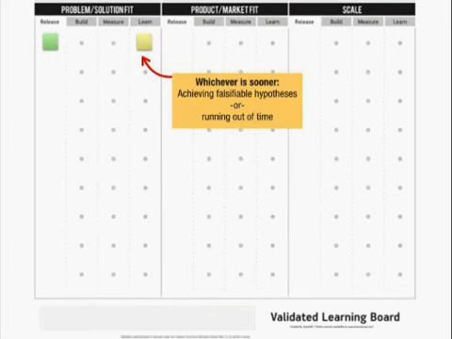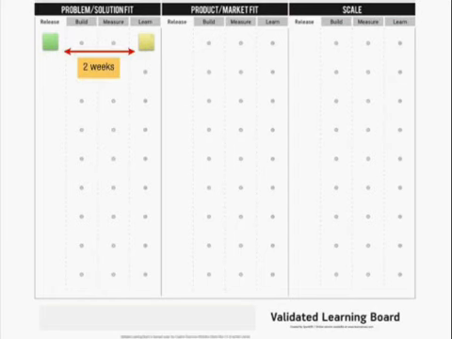And it can move there for 2 reasons. One is you've achieved your falsifiable hypothesis, or the other is that you ran out of time. And in both of those instances, you would pause to reflect on what you learned, and based on that, you would move on to crafting the next experiment.